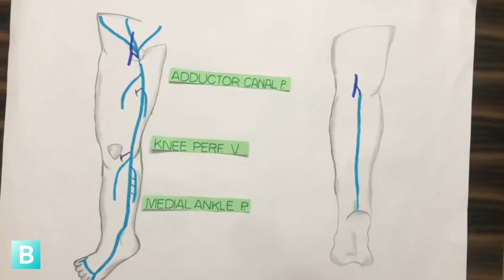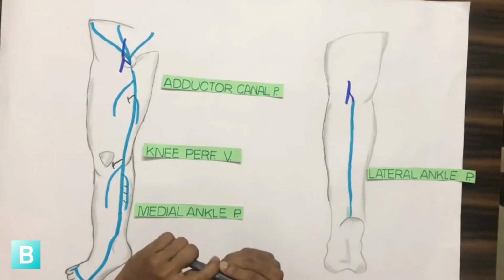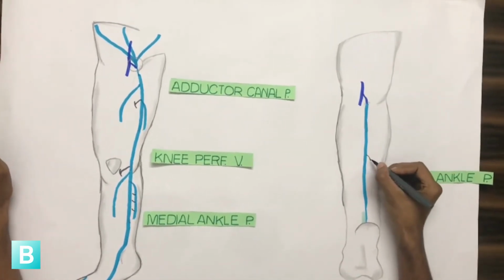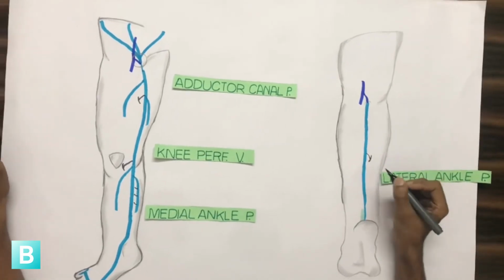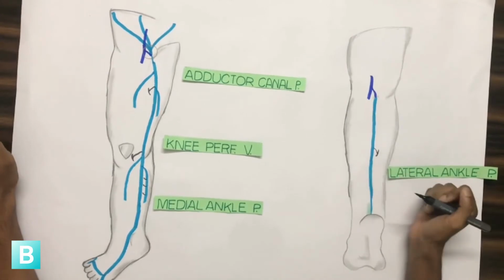And finally, let's talk about the lateral ankle perforator. Now the lateral ankle perforator is present in the posterior end of the leg. The lateral ankle perforator is the one which connects the short saphenous vein with the peroneal vein in the lower third of the leg.